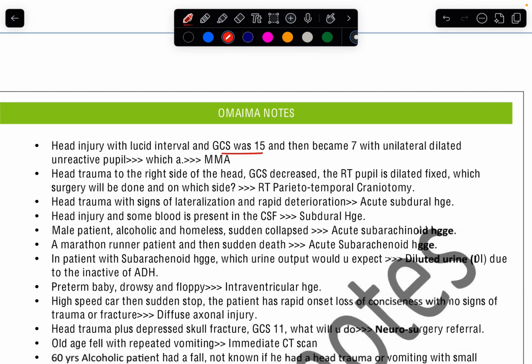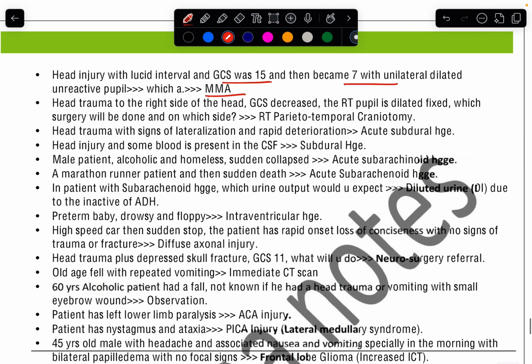Head injury with lucid interval, GCS 15 becomes 7, dilated pupil, middle meningeal artery. Head injury with right side GCS decrease. Patient pupil dilated and fixed, surgery to prevent: parieto-temporal craniotomy. Head injury with signs of lateralization, rapid deterioration, acute subdural hemorrhage. Head injury, some blood in CSF, subdural hemorrhage.